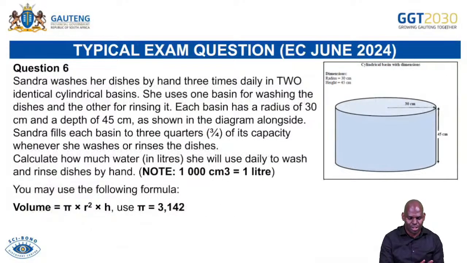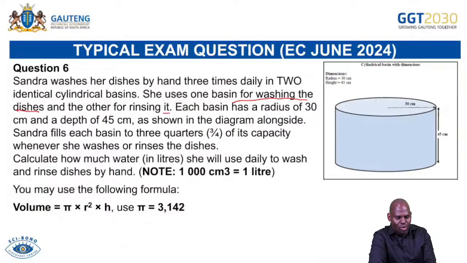Right? And then question 6 is: Sandra washes her dishes by hand 3 times daily in 2 identical cylindrical basins. She uses one basin for washing dishes and the other for rinsing. Each basin has a radius of 30 centimeters and a depth of 45 centimeters as shown in the diagram alongside. Sandra fills each basin to 3/4 of its capacity whenever she washes or rinses the dishes.